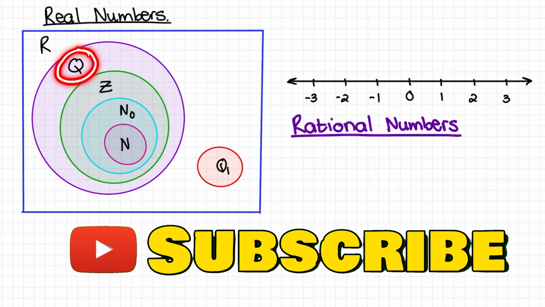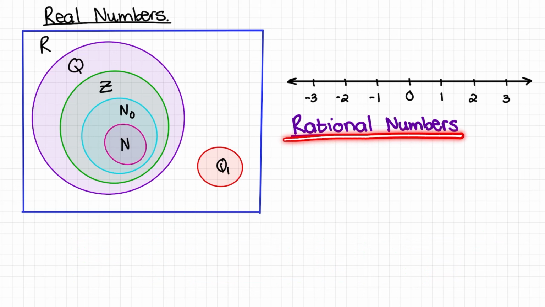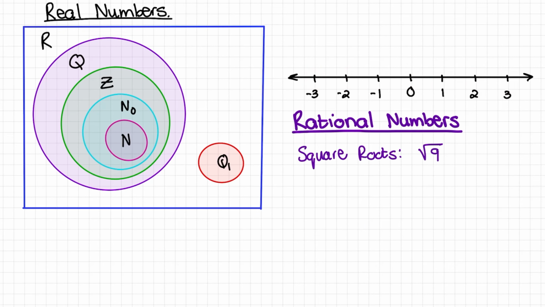Our fourth subset are called rational numbers. These include natural numbers, whole numbers, and integers. Rational numbers also include square roots of perfect squares, like for example square root of 9, which is also equal to 3. Also cube roots that lead to integers, like for example the cube root of 8, which is equal to 2, or the cube root of -27, which is equal to -3.